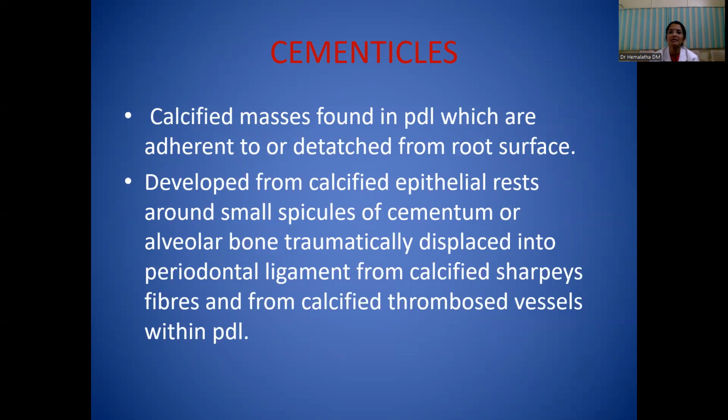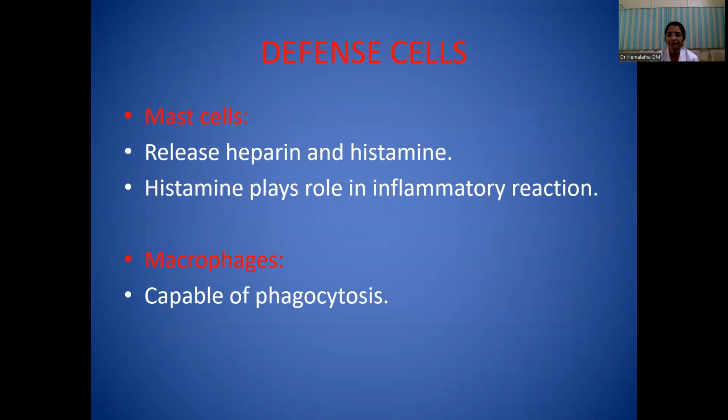The calcified masses found in the periodontal ligament, which are adherent to or detached from the root surfaces, are the cementicles, and they develop from calcified epithelial rests around the small spicules of cementum or the alveolar bone, which are traumatically displaced into the periodontal ligament, from calcified Sharpey's fibers and from calcified thrombosed vessels within the PDL.